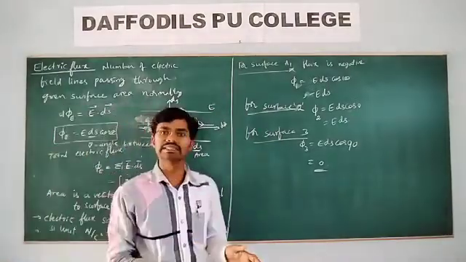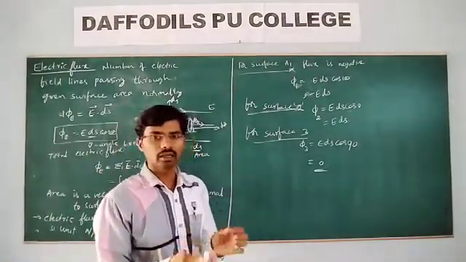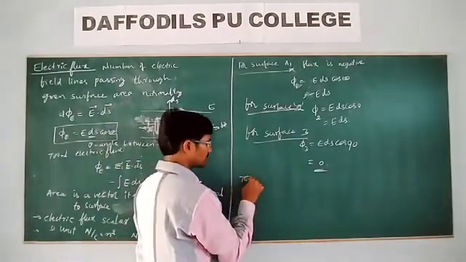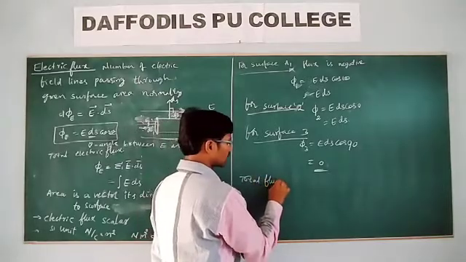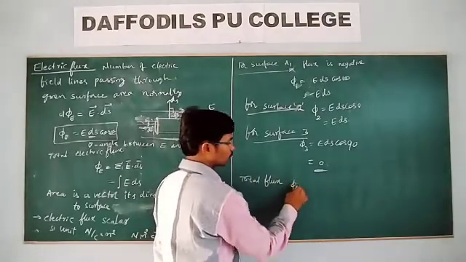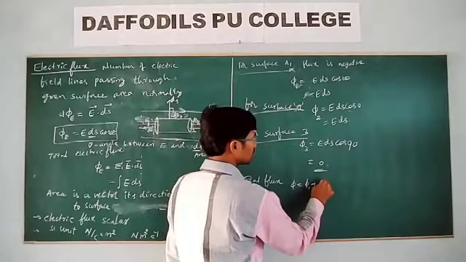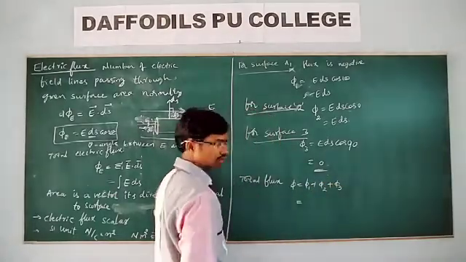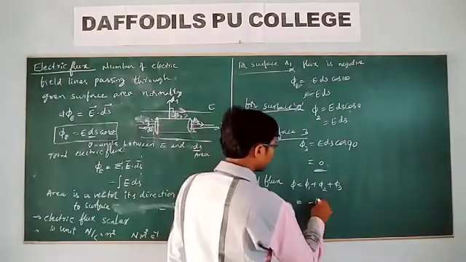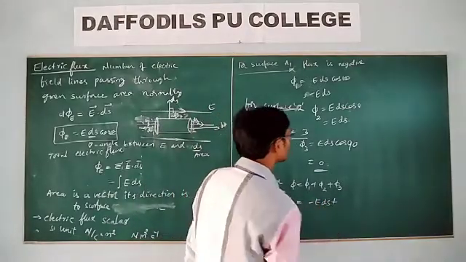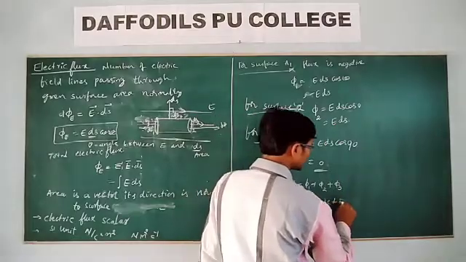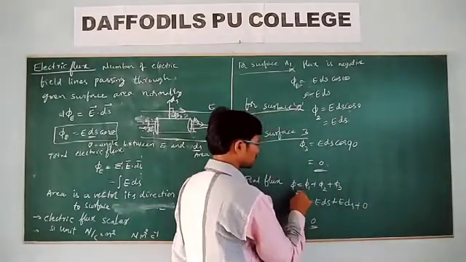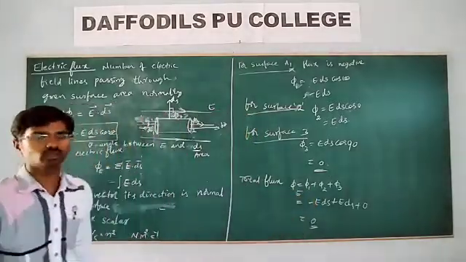Then what is the total electric flux? As electric flux is a scalar, you can just use the algebraic sum of the electric flux. Then total electric flux phi is equal to phi1 plus phi2 plus phi3. Phi1 is minus E ds, plus phi2 is E ds, plus 0, which is equal to 0. Then the total electric flux through this surface is 0.